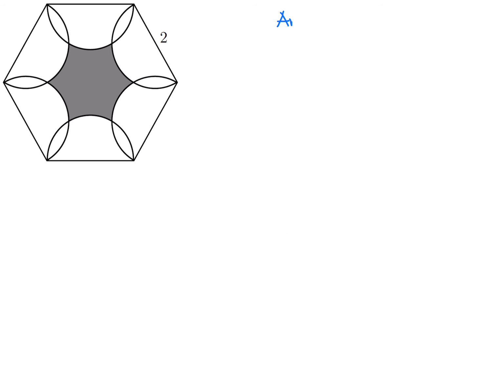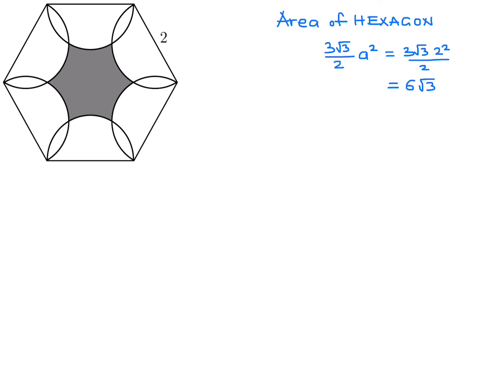Now it helps to remember some formulas. Area of a hexagon is 3 root 3 over 2 times a squared, where a is the side length. In this case, the side length is 2. So that's going to be 3 root 3 times 2 squared over 2, and that is 6 root 3. So that's the area of the entire hexagon.